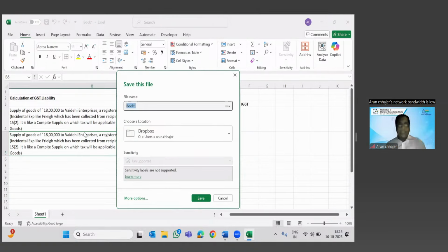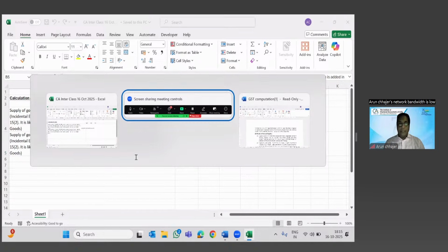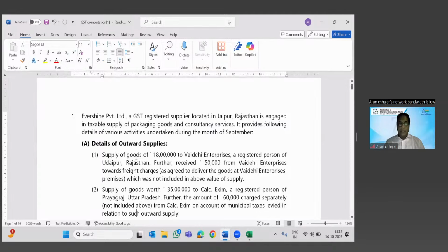And let me go to the next item. Second item क्या है? Supply of the goods worth 35 lakh to Cal Exim registered person at Uttar Pradesh. Further, the amount of 60,000 charged separately, not included above, on account of the municipal tax levied in relation to such outward supply.